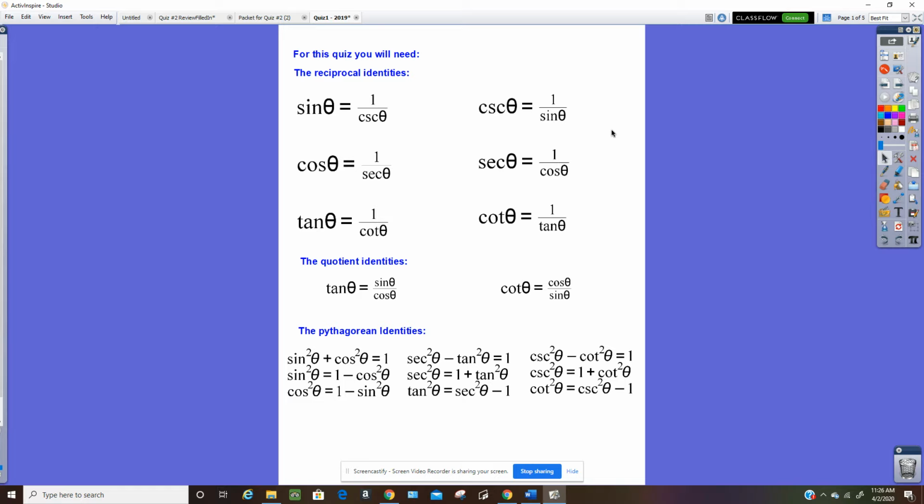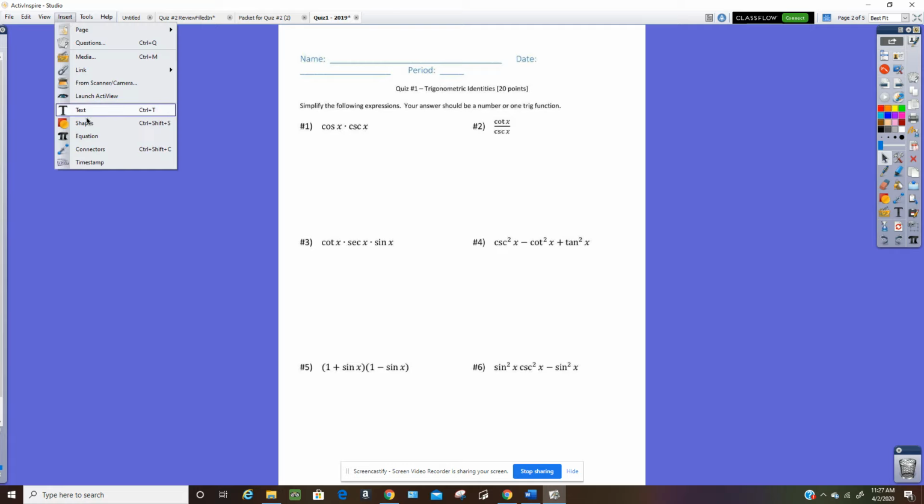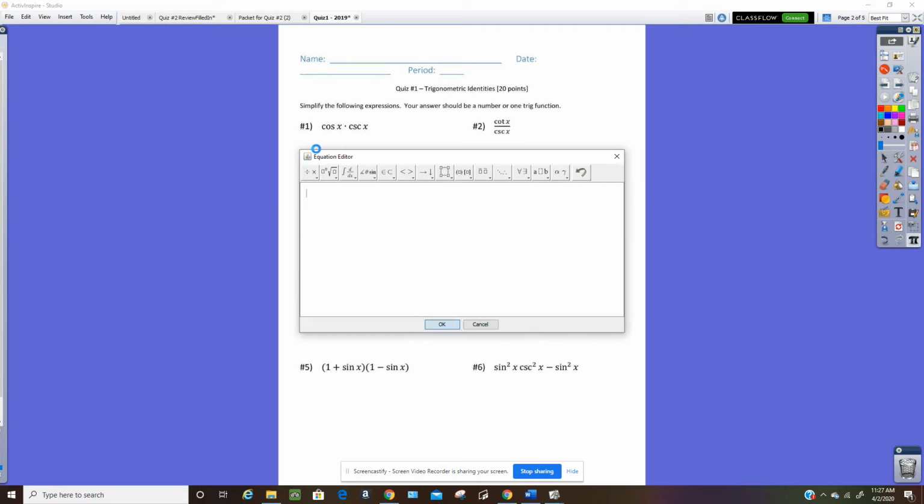The retake quiz is going to look similar to the format, or the same as the format as these. In fact, these were some of the original quizzes here. So it says simplify the expression. Your answer should be a number or a one trig function. So if I do this first one here, cosine.